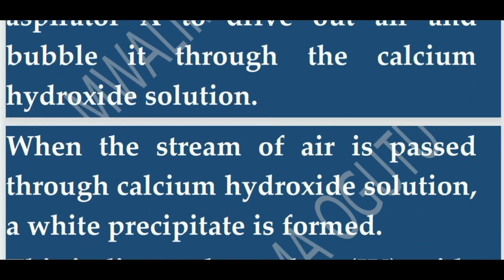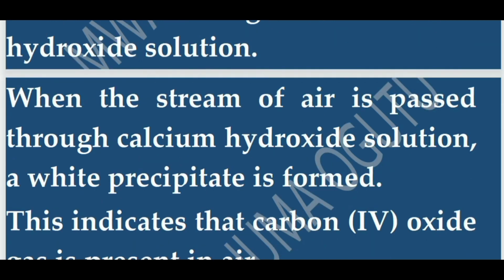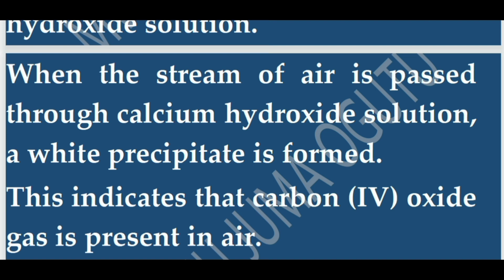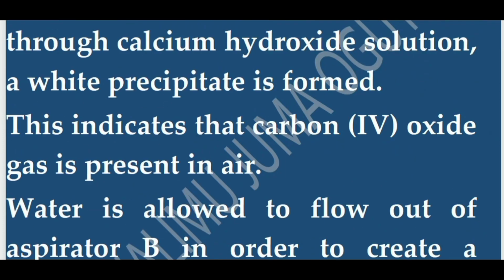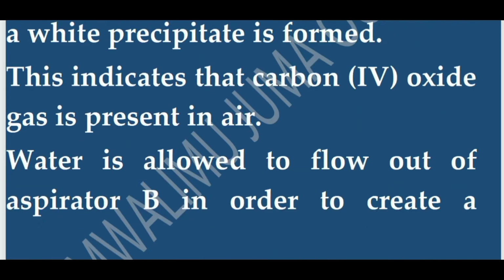When the stream of air is passed through the calcium hydroxide solution, a white precipitate is formed. The white precipitate indicates carbon dioxide is present in air. Calcium hydroxide forms a white precipitate when carbon dioxide is passed into it. So this shows the test of the presence of carbon dioxide in the air.